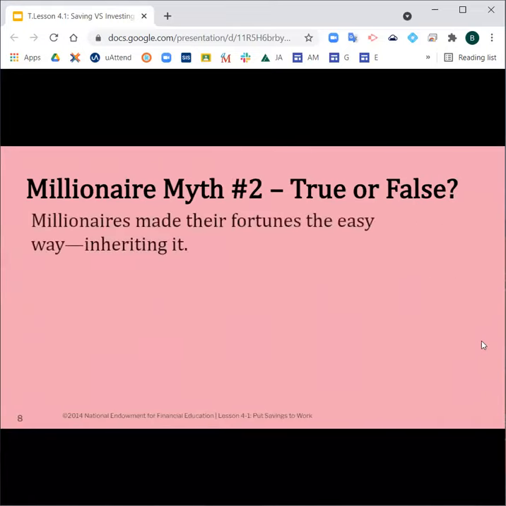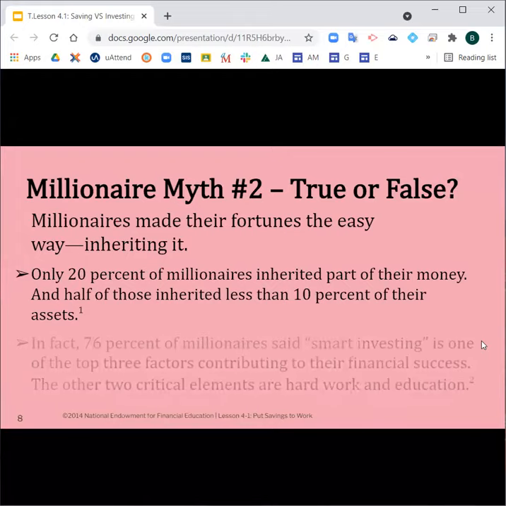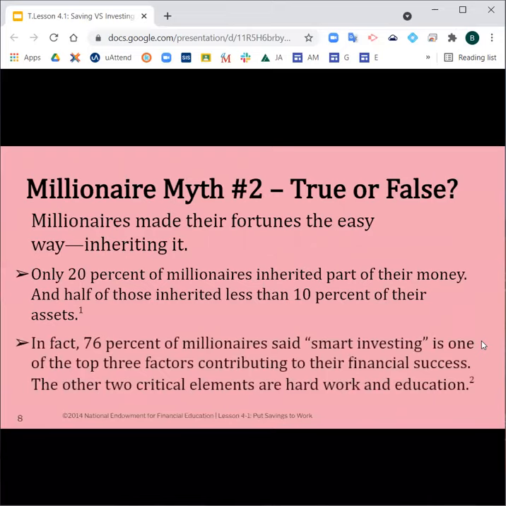Millionaire myth number 2. Is it true or false? Millionaires made their fortunes the easy way by inheriting it. Do you think that's true or false? That is also false. Only 20% of millionaires inherited part of their money, and half of those inherited less than 10% of their assets. And in fact, 76% of millionaires said smart investing is one of the top 3 factors contributing to their financial success. The other 2 critical elements are hard work and education. And there's that source again.